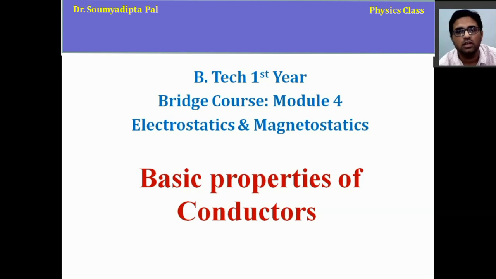In the last lecture, we discussed the electrostatic energy of discrete and continuous charge distributions. Today in this class, I will discuss some basic properties of conductors. Now the first question that comes to our mind is, what is a conductor? A conductor is a material through which electrical current can conduct easily.